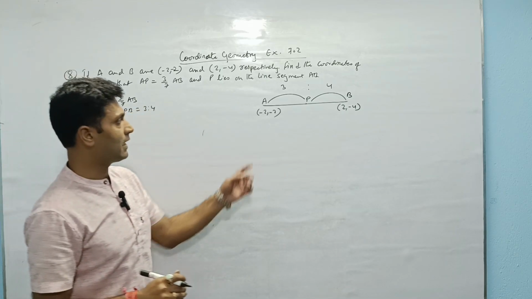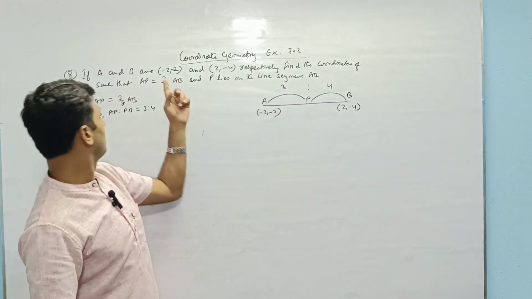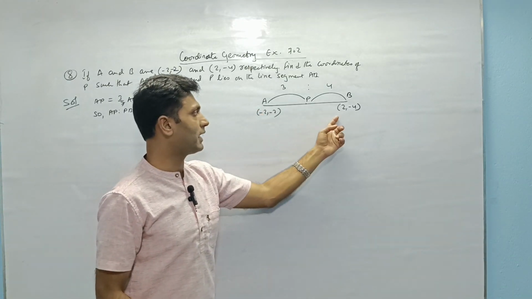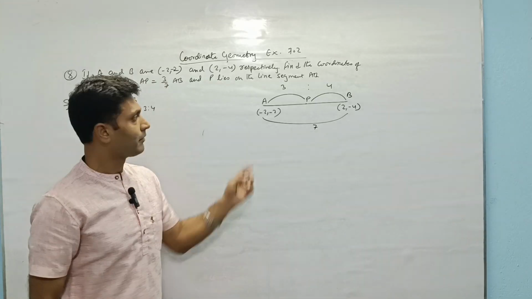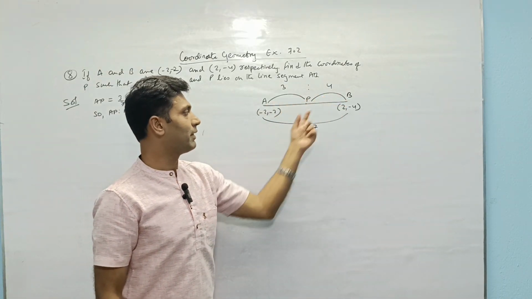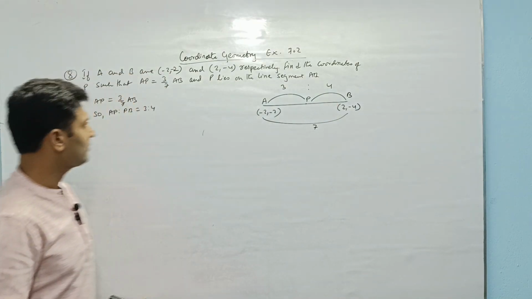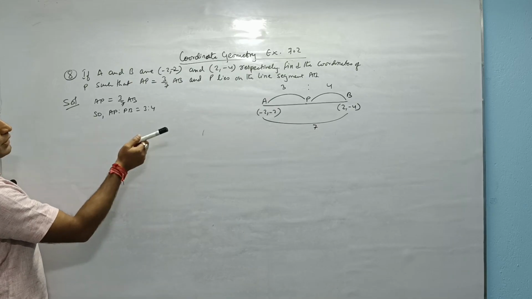Right? And once again I tell you, AP is 3 parts out of 7 parts of AB. So that means altogether AB, let me mark here, altogether this is 7 parts. Out of this AP is 3 parts. So BP will be 7 minus 3, 4 parts. Very simple. Right?